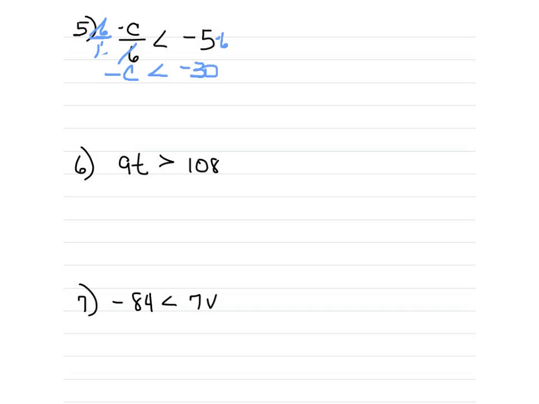Well, now I need to isolate c, and because c is being multiplied by a negative 1 there, I'm going to divide by a negative 1. Notice I'm dividing by a negative, so I need to flip my inequality. C is greater than positive 30. C is greater than 30. So again, my solution set is all values for c, where c is greater than 30.